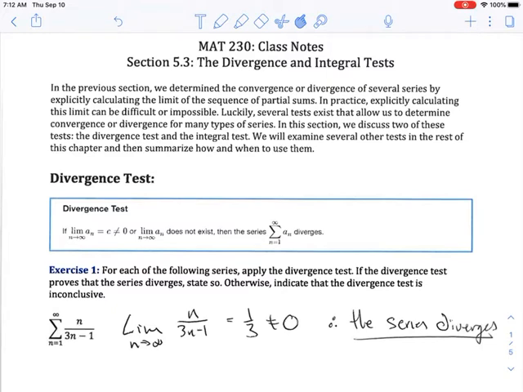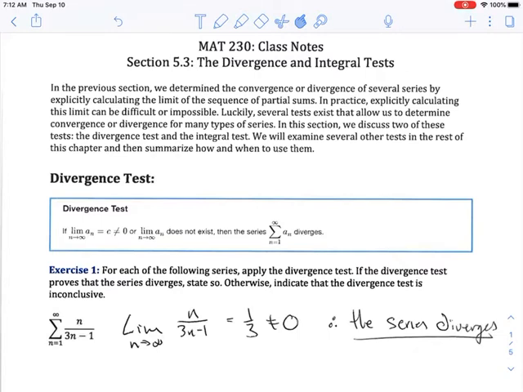As always, if you want a complete in-depth analysis of the divergence test and where it comes from, there are plenty of other videos out there, and the textbook as well does an analysis on this. My goal here with these videos, as always, is to apply the divergence test to actually determining convergence or divergence.